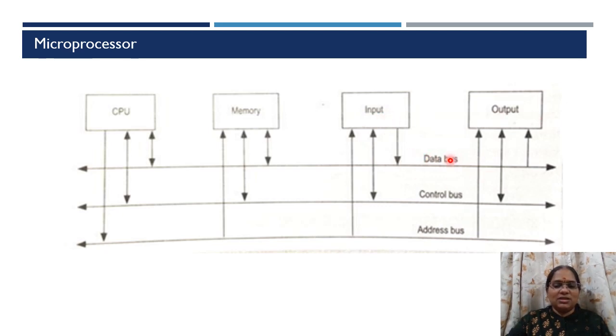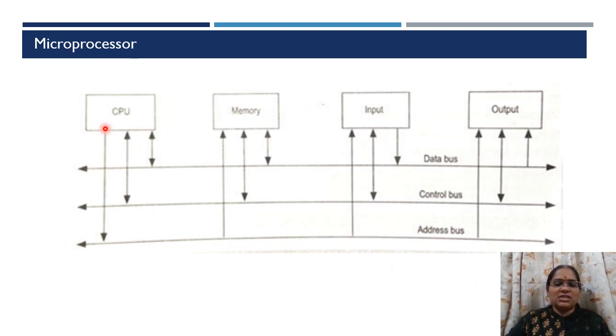We have three types of communication lines associated with the working of the processor. The group of connection lines is called a bus. We have the data bus, the control bus, and the address bus. The control bus is bidirectional. It is associated with all the units: the processor, memory, input, as well as output.